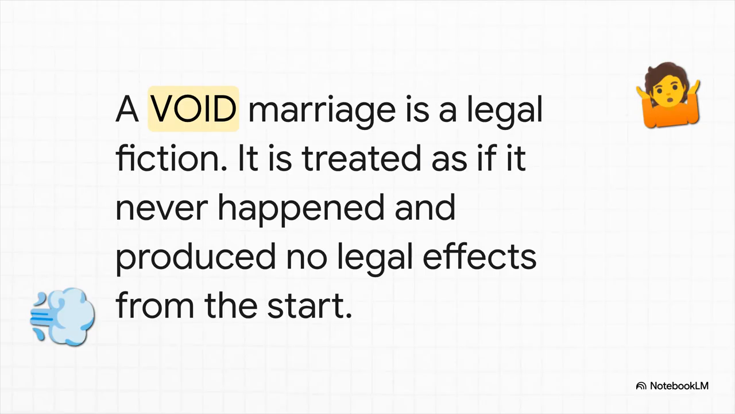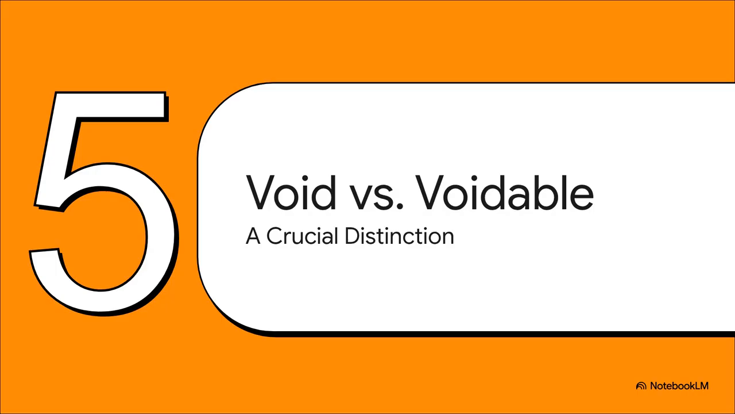Let's be crystal clear about what void means. Void ab initio is a legal fiction. It means for all legal purposes, the law looks back and says that marriage never, ever happened. It's a complete nothing from day one, producing no legal effects, except for a few specific rules about kids and property. All right, let's really dig into this now, because this is one of the most important distinctions you're going to have to master in this subject. Getting the difference between a void and an avoidable marriage straight is absolutely fundamental.